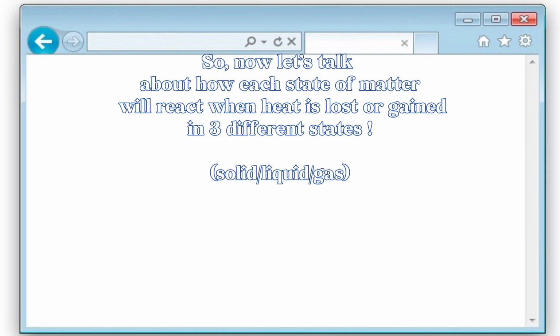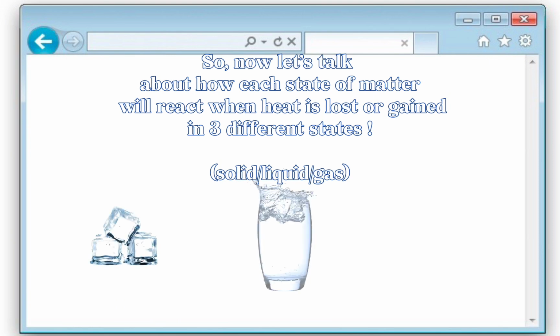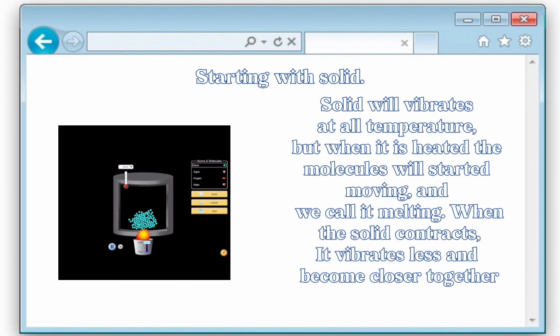So, now let's talk about how each state of matter will react when heat is lost or gained in three different states: solid, liquid, and gas. Starting with solid. Solid will vibrate at all temperatures, but when it is heated, the molecules will start moving and we call it melting. When the solid contracts, it vibrates less and becomes closer together.